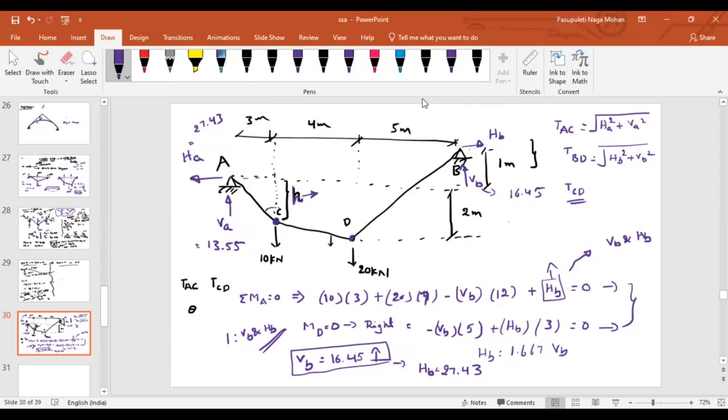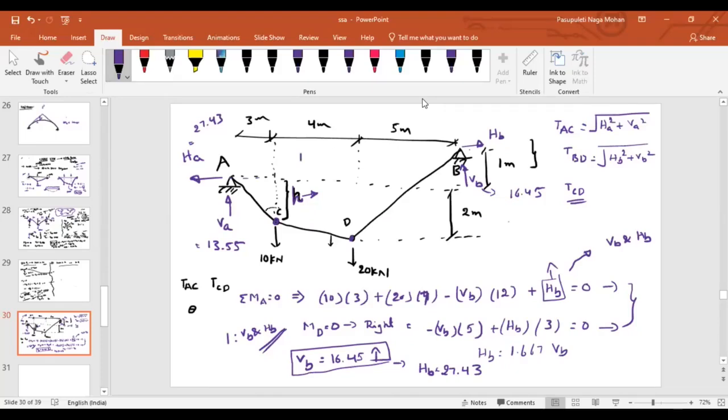Now you know the support reactions. Now you know the forces in the members AC and BD also. How can I find out the value H? Sir, first we have to find theta. After finding theta, we can find H. Yeah, if you find theta, it can be found. If you can find H, theta can also be found, vice versa.